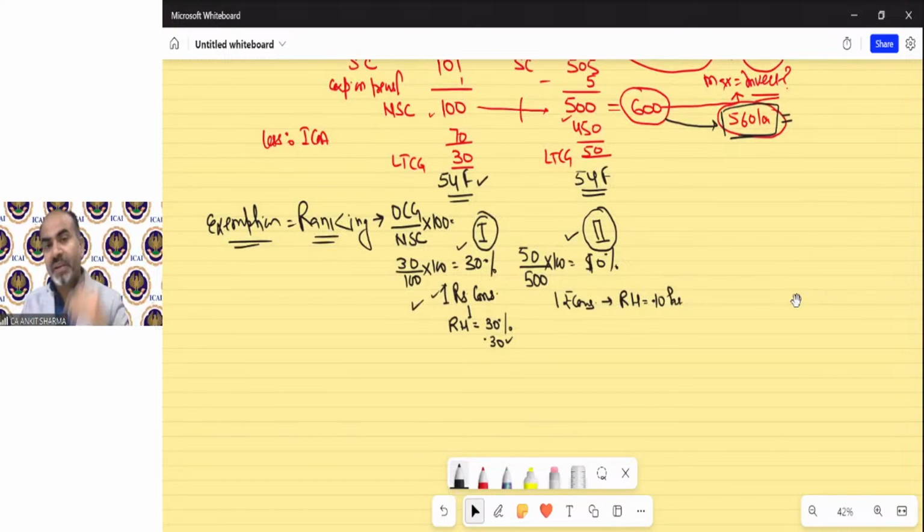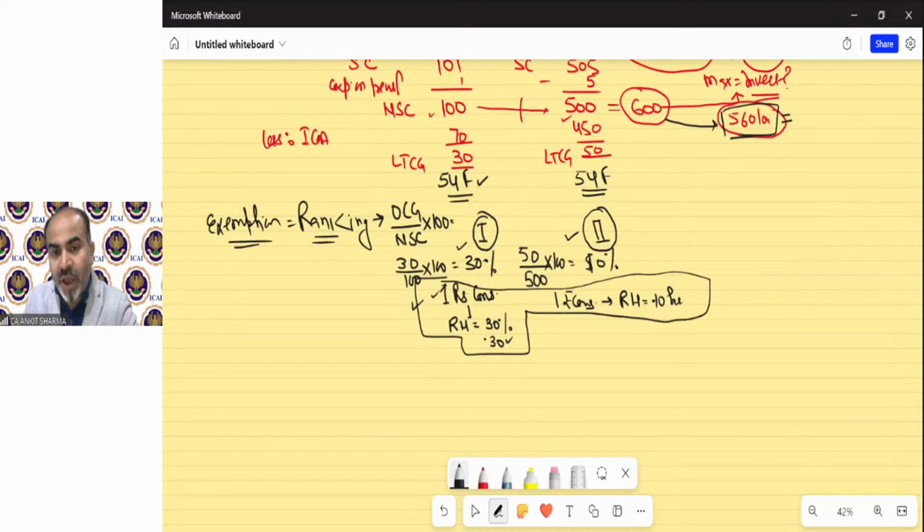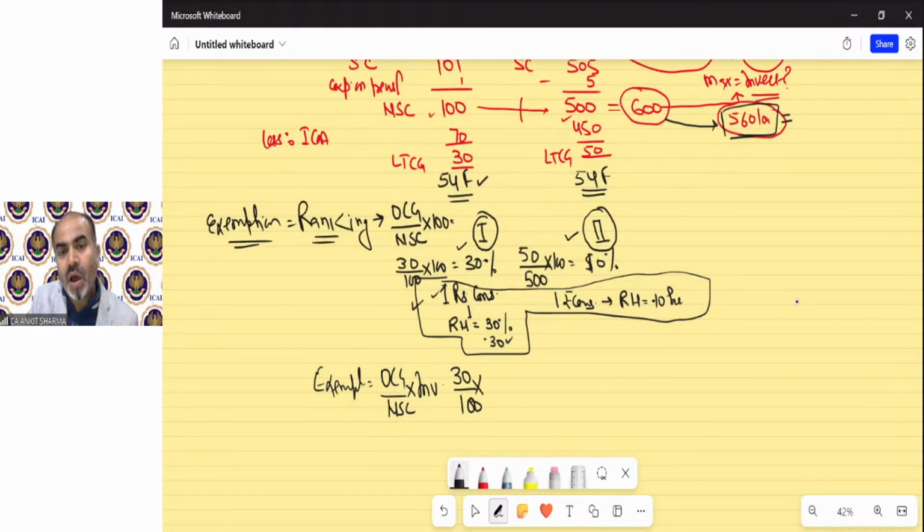So the percentage ranking, this is just for your understanding, that is not needed to be shown in the examination. You have to calculate the percentage, the higher percentage you have to rank them. 1, 2, 3, 4, there can be more assets. So now the shares will get the exemption first. Now the exemption formula, that's it. The exemption formula is original capital gain upon net sale consideration into the investment amount. So original capital gain is 30, net sale consideration is 100. Now, how much investment we invest in the property is 560 lakh.